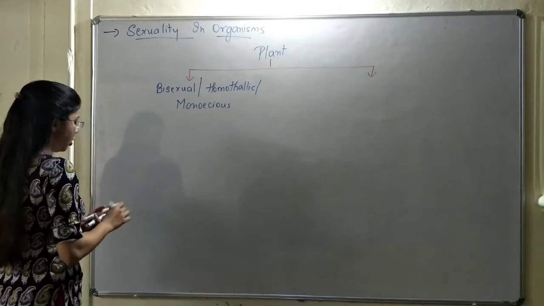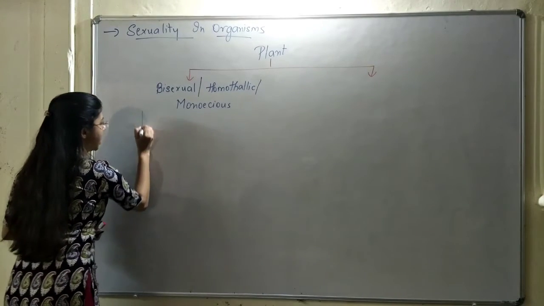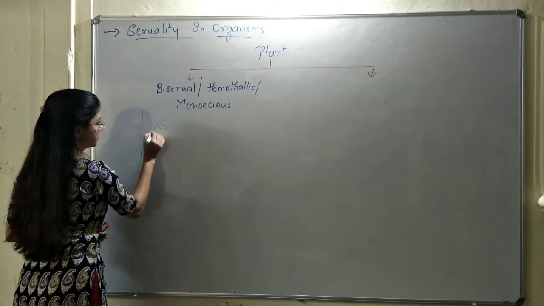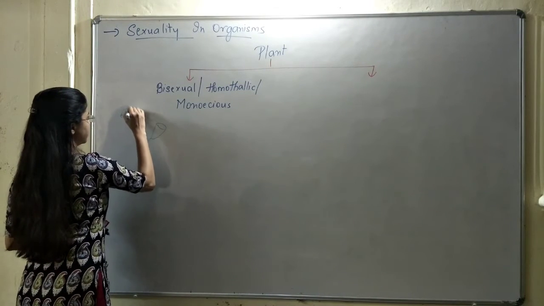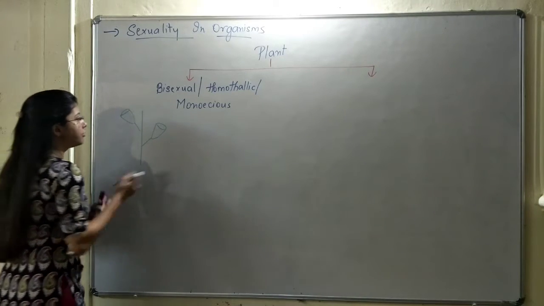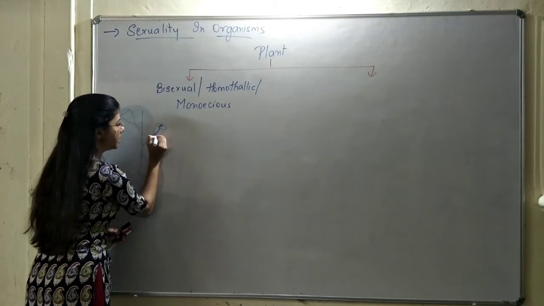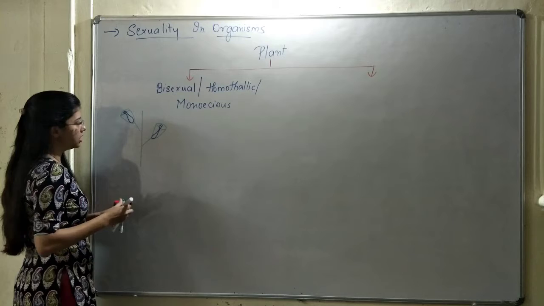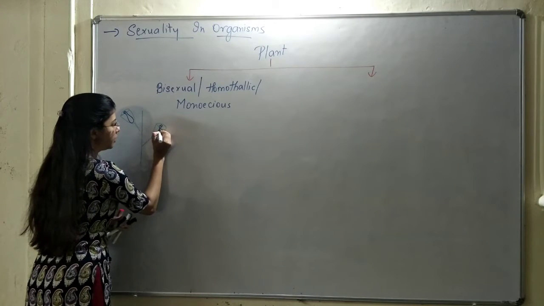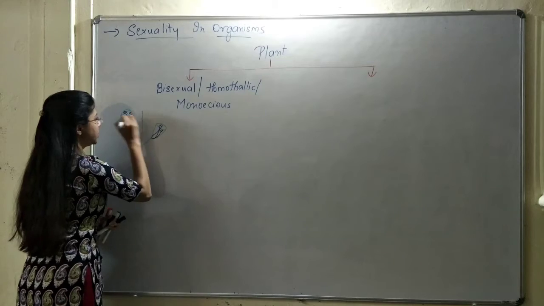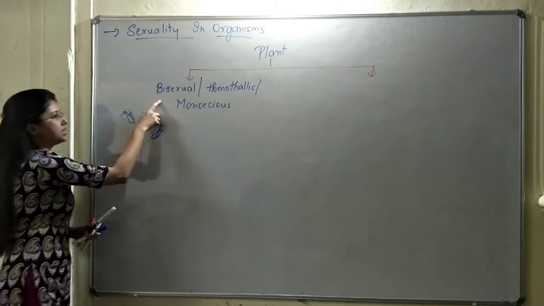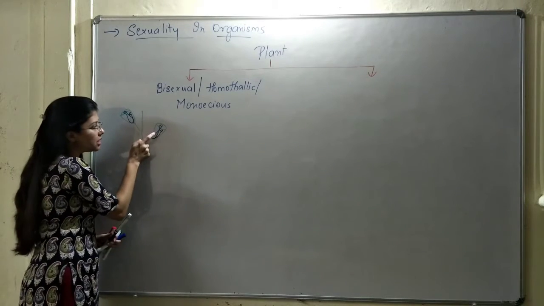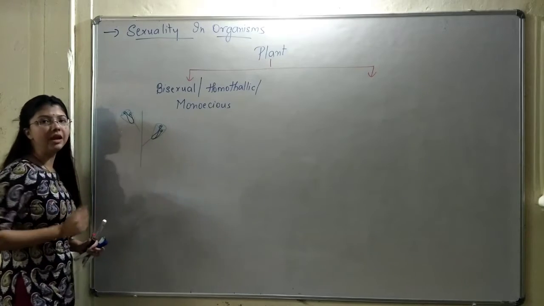Okay, let me draw the diagram. See, a plant with flowers. And what kind of flowers? Flowers which have both male as well as female reproductive system within the same flower will be called bisexual, homothallic or monoecious. See, this is a single plant having flowers and a single flower is having the female as well as the male reproductive system.